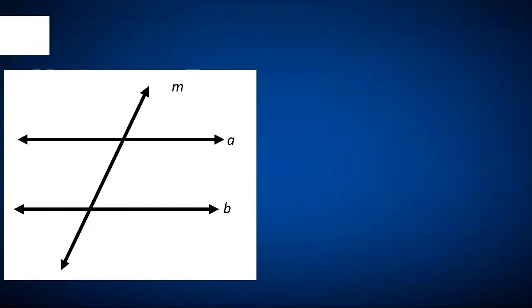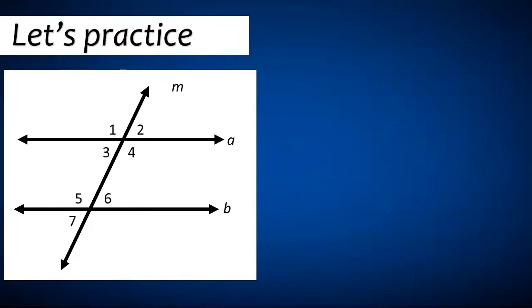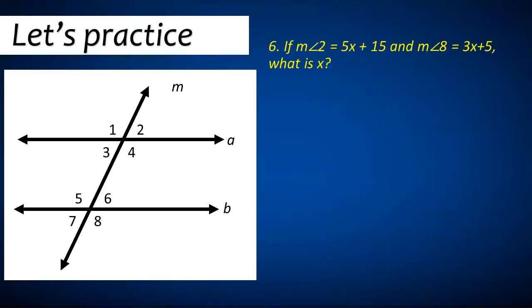Next, number 6. If the measure of angle 2 is 5x plus 15 and the measure of angle 8 is 3x plus 5, then what is x? Find the relationship of 2 and 8. Angle 2 and angle 8 is a pair of same side exterior. So, may narinig kayong same side. Meaning, ipag-a-add sila, i-equate sa 180.